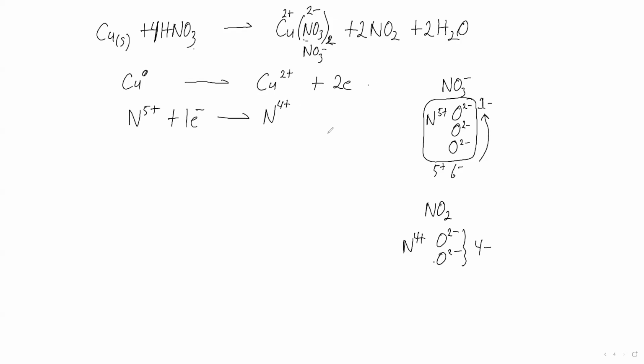And this is our redox pair. Copper was oxidized, nitrogen was reduced. But there's two nitrogens because we formed two NO2s. So a second nitrogen went to N4+ as well, for a total of 2 electrons taken up, 2 electrons released.